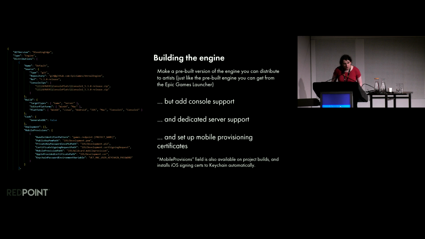You can also use buildconfig.json to build the engine, and you can use it to make a version of the engine that is like the one that Epic ships in the launcher. But you can add console support and dedicated server support, and also set up the mobile provisioning certificates for iOS, so you don't have to go to Keychain and install all of the mobile certs for things to be signed and built. You can also use mobile provisions on project builds as well, and again, it'll install everything to Keychain automatically for you.